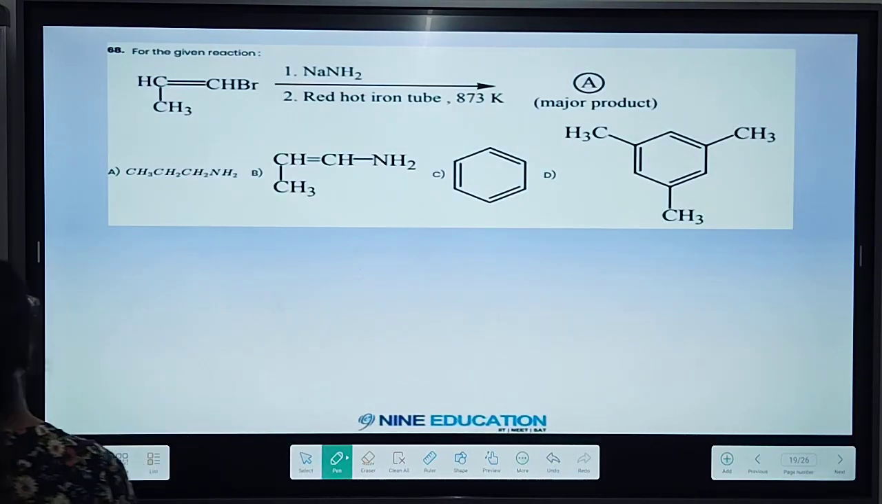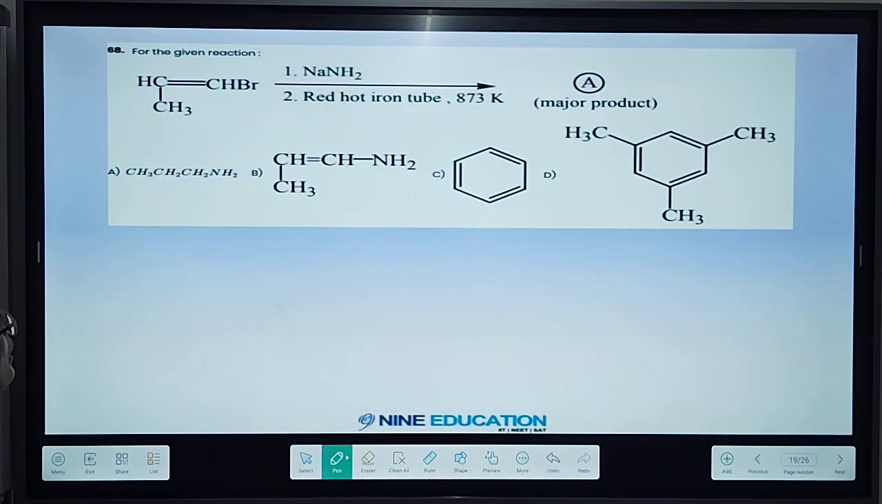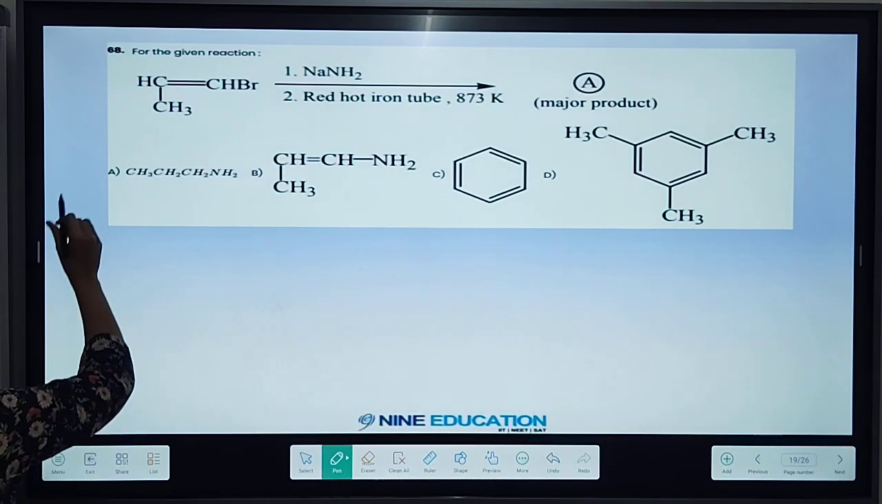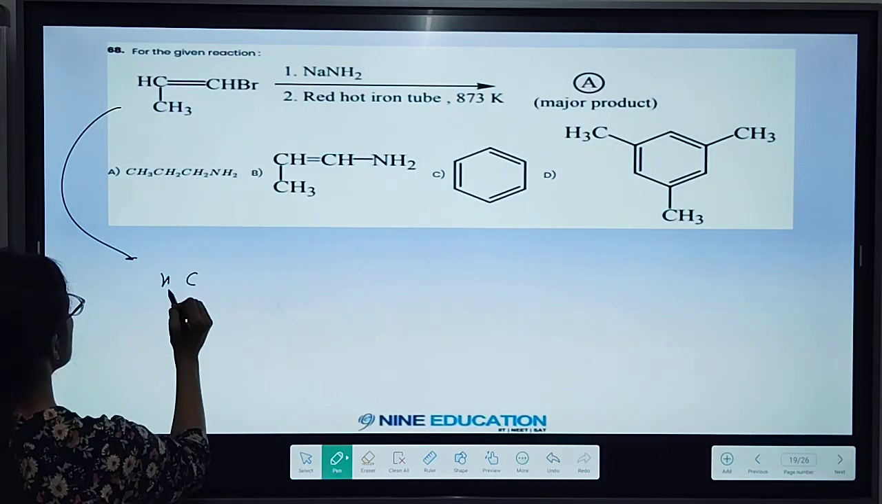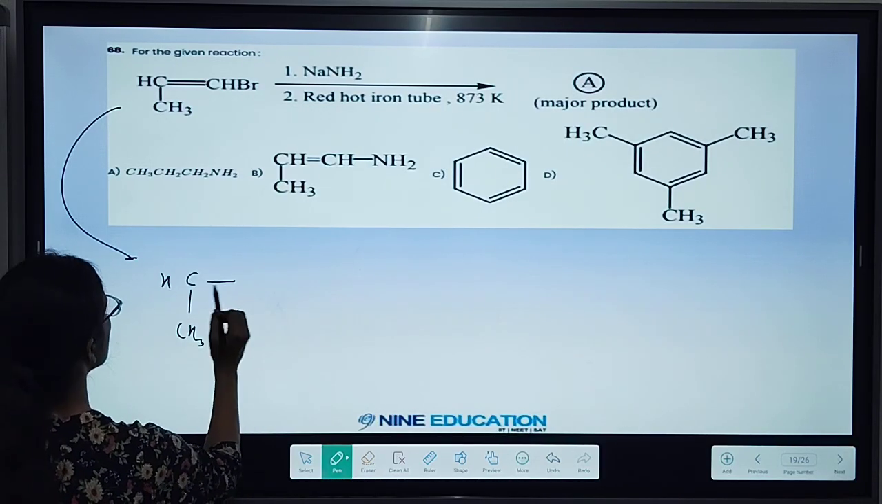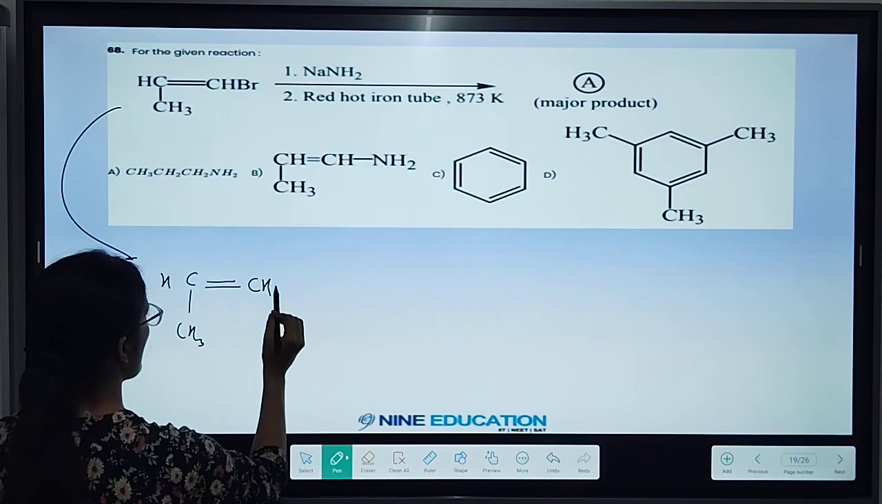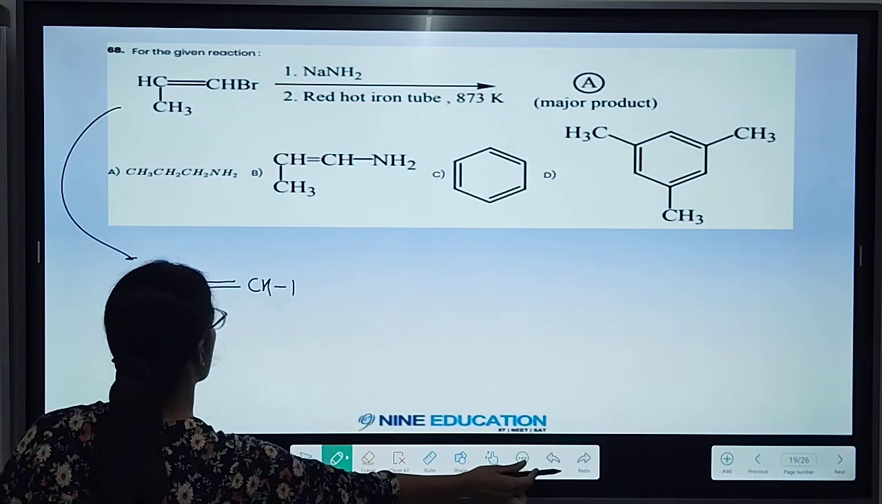Coming to the next, number 68. For the given reaction we are having some reactant, arrow, we are having NaNH2, second, we are having a red hot iron tube, 873 Kelvin, giving us a major product. Some reactant is given which is CH3, CH, and here we are having Br, right?